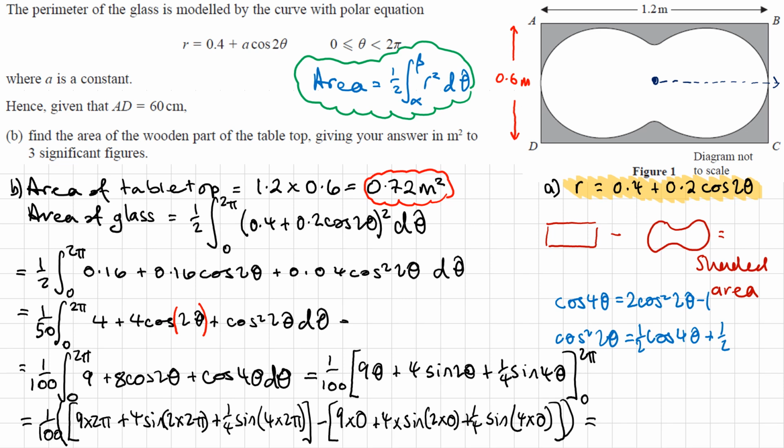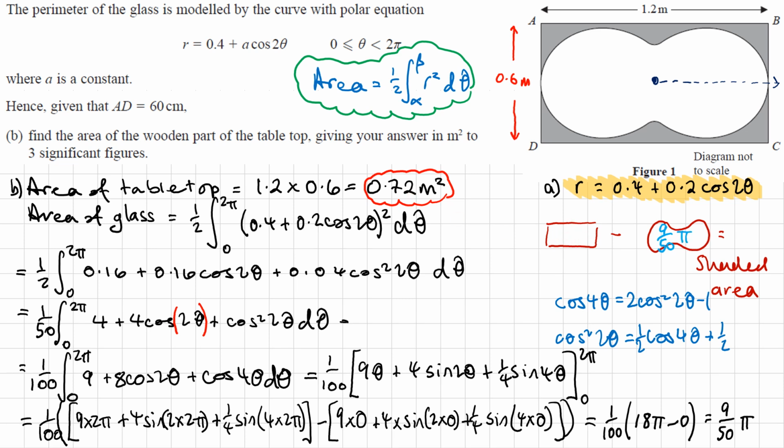So 1 over 100. Let's see what we get from the first bracket. So that's 18 pi. And then the second bracket here, this is all 0. So that leaves me with basically the 100th of 18 pi. And that's 9 over 50 pi. Okay, so we're almost done. So what we've got now is the area of this part, which is 9 over 50 pi. Let's just write that in. 9 over 50 pi. We worked out the area of this part right at the beginning, so that's 0.72.